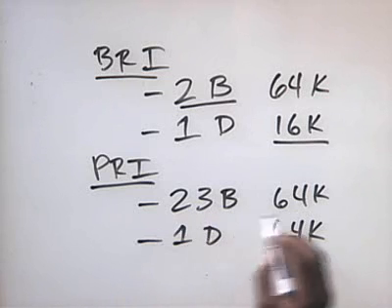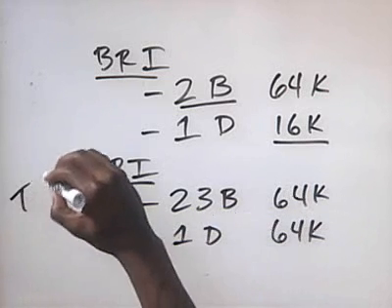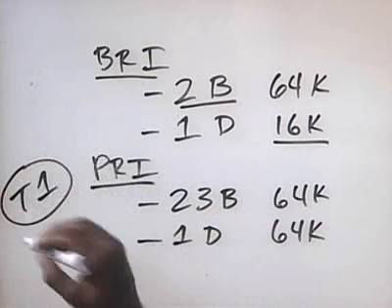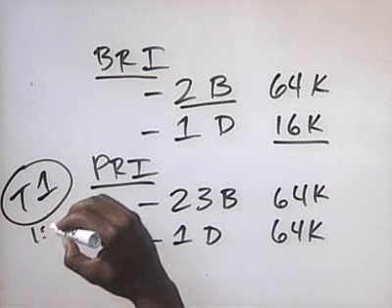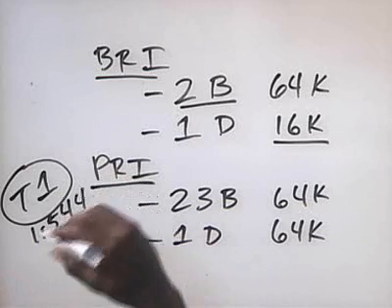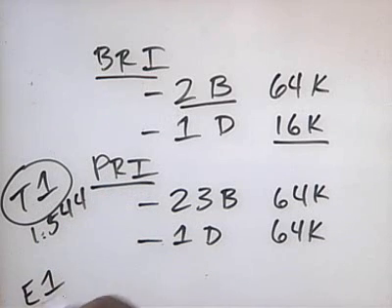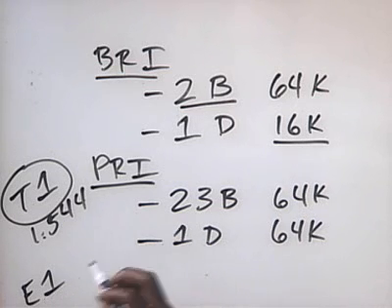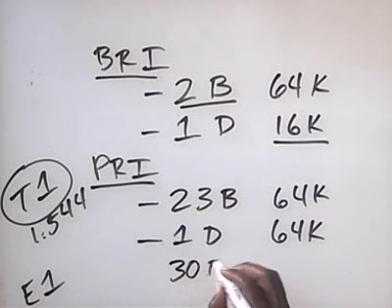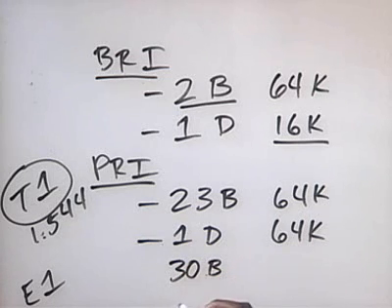This is also what we refer to as T1, rate of communication, which brings us to 1.544 megabits per second, whereas E1, which is used in Europe and in other parts of the world, the PRI standard there is 30 B channels, and then you've got the 1 D channel.